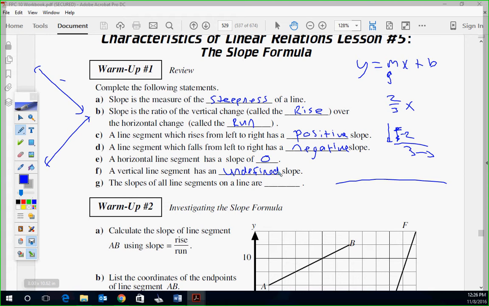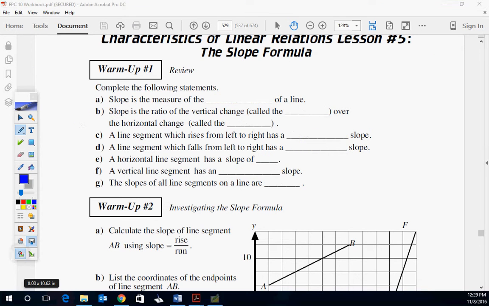The slopes of all line segments on a line are equal. That's better English there. What we're talking about is if I find the slope from different spots on a line, it doesn't matter where you find it from, it'll be the same. If I find the slope here, if I go up 3/2, if I do it here, it'll be up 3/2. It won't matter, I'll get the same thing.